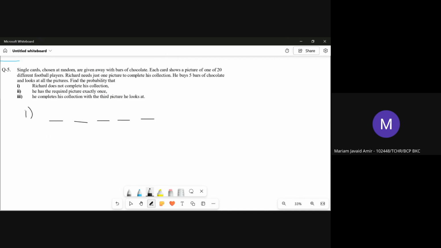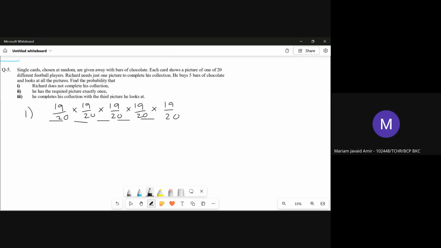So, find the probability that Richard does not complete his collection. That means in all those 5 chocolates, he does not find that one card he is looking for. That means he could be getting any card of the other 19 cards that he already has. So it's going to be 19 over 20 the first time, times 19 over 20 the second time, times 19 over 20 the third time, 19 over 20 the fourth time, and 19 over 20 the fifth time.